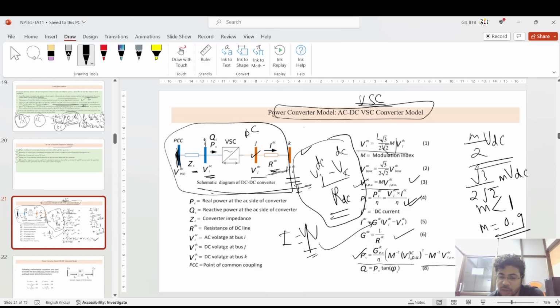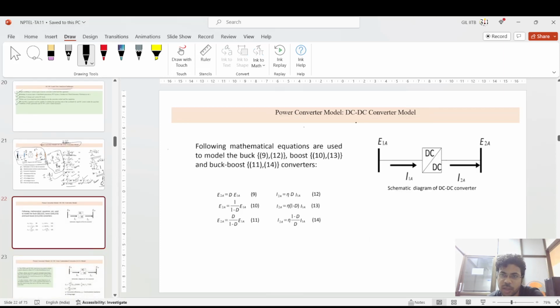When you combine all the equations, you will get this PC. By iterating this solution on QC, that is PC tan phi, you will get PC and QC at a particular instant. This is also done using the iterative method. You have square terms, inverse square terms, and directly proportional terms also there. So you can use this iterative method for the solution of this.